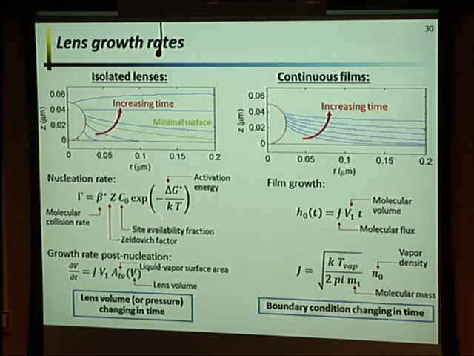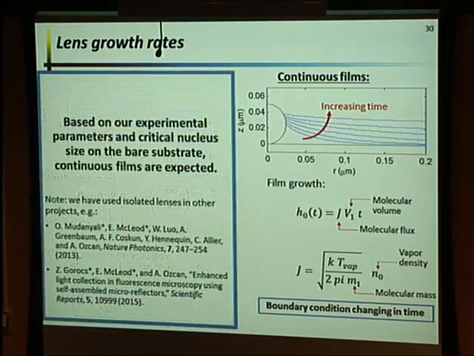For the isolated lenses, we still have that same sort of dependence in time at late times, but initially there's a nucleation event that has to happen. So it's a little bit more complicated, and I don't really have time to get too much into the detail, but there's another term: how quickly do we first start to form this lens, and then once it's been formed, how quickly does it take off and grow? It turns out that for the parameters I've shown you so far, these continuous films really fit the best, and I'll show you how well they fit our experimental data.